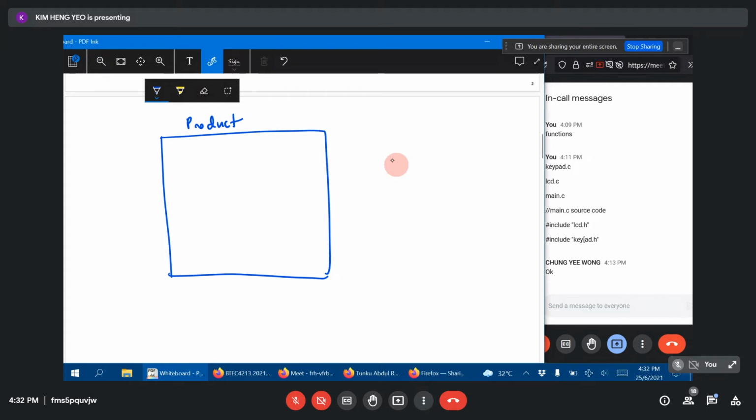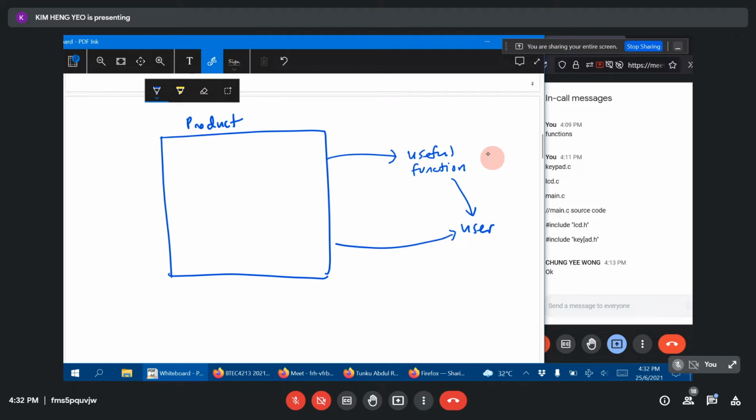It is a product that provides a useful function. All embedded systems are products that are designed to provide a useful function to the user. For example, the electric hot plate to heat up food. So the electric hot plate, the useful function is to heat up food. How does the user use this product?